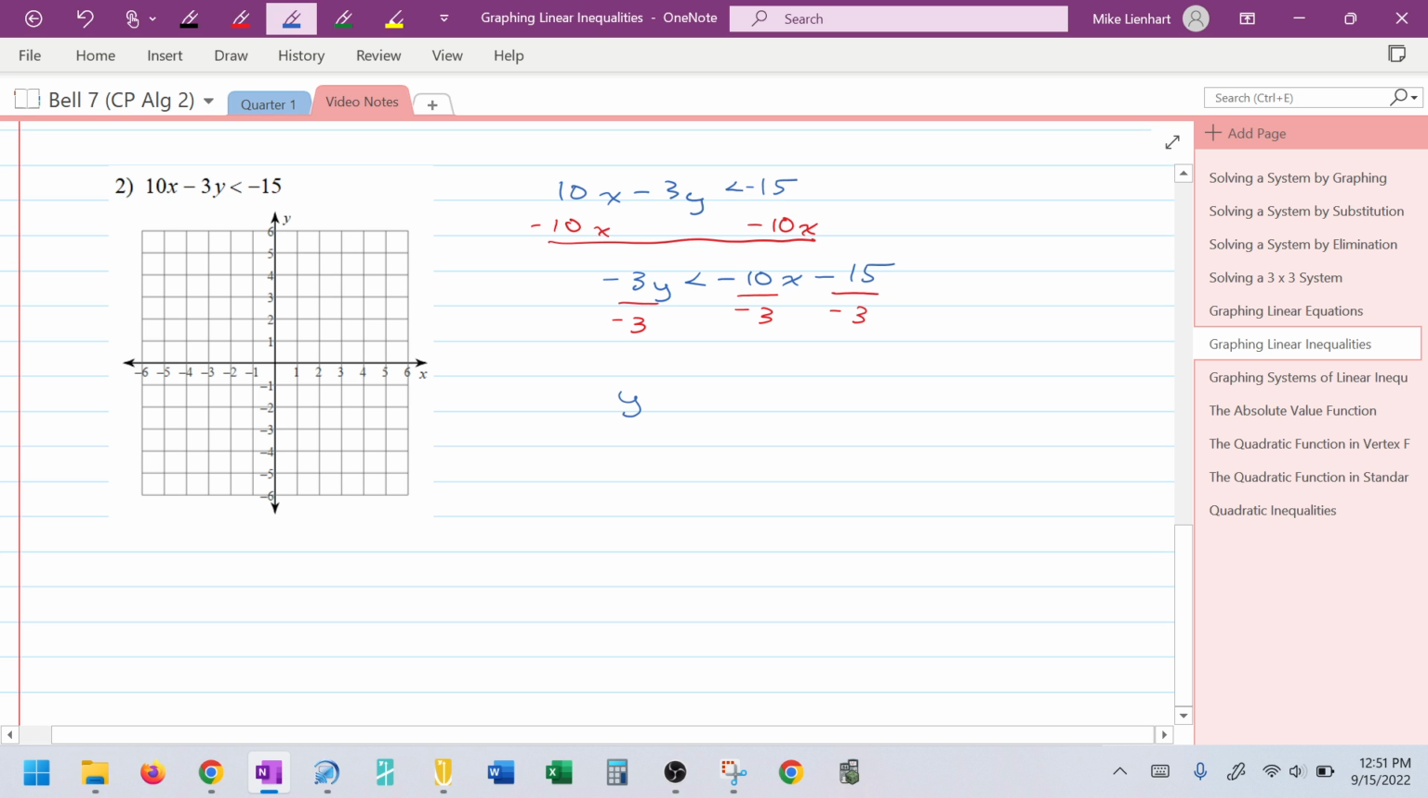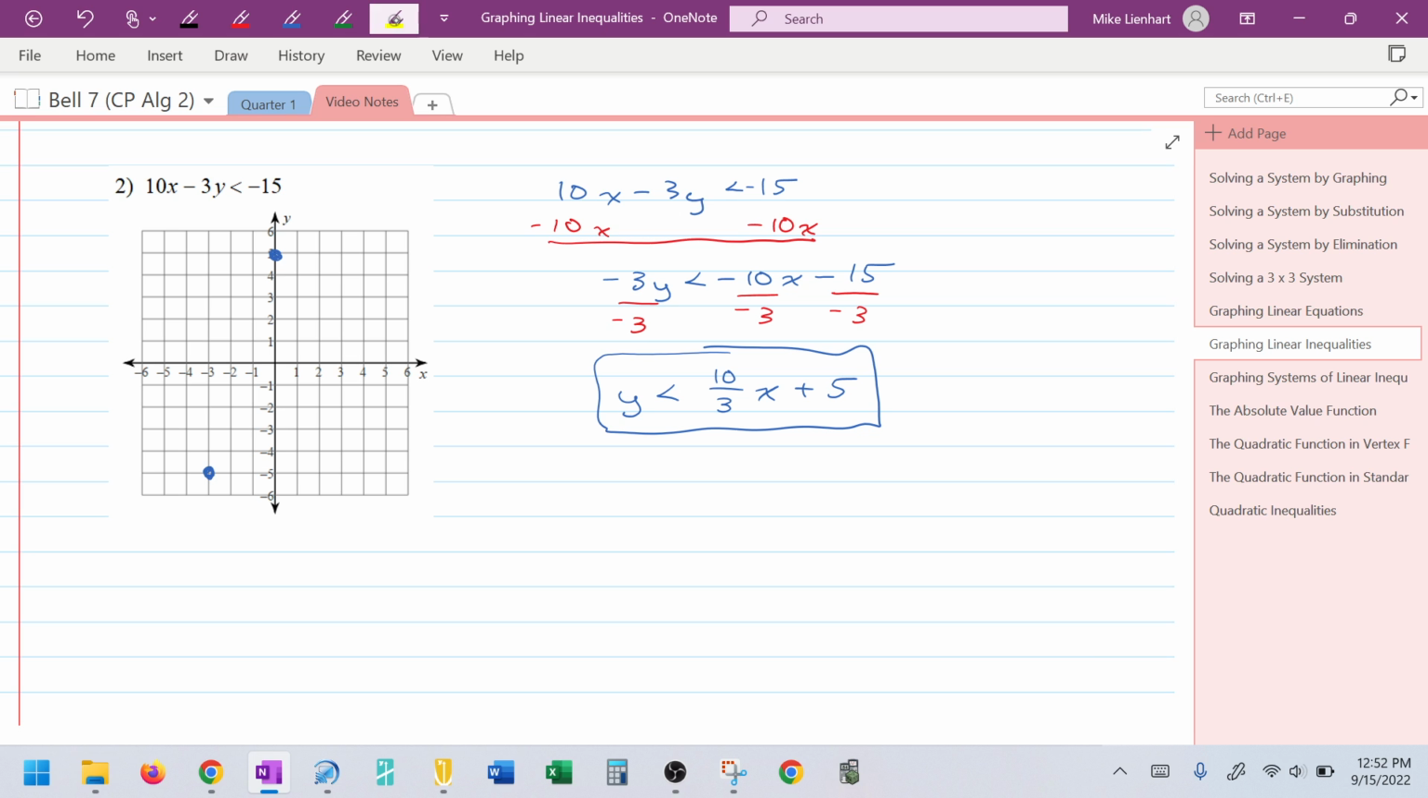which gives me the inequality y is less than positive 10/3 x. Negative divided by negative is a positive. And plus 5. -15 divided by -3 is positive 5. This is the equation that I'm going to graph. I plot my y-intercept at 5. My slope says go up 10 and 3 to the right. I'm way off of the picture. So I'm going to go down 10 and 3 to the left. So I could either go up and right or down and left.